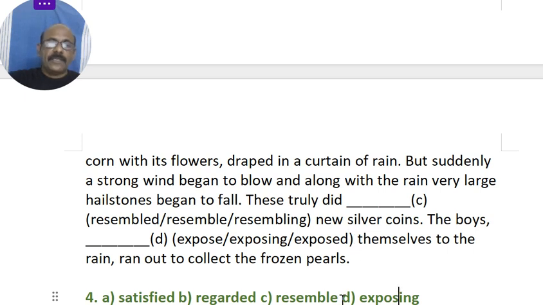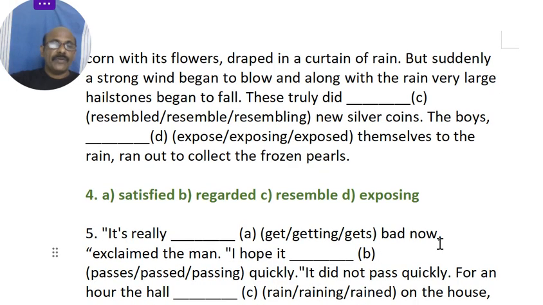Yes, so like this here it is getting, and the boys exposing themselves to the rain. Exposing means just going out. Why is it exposing? Until then they were in the house. Now they came out by looking at the rain. That is exposing. That is the meaning. Exposing to the rain. Yeah. Now we are going to verify the next.